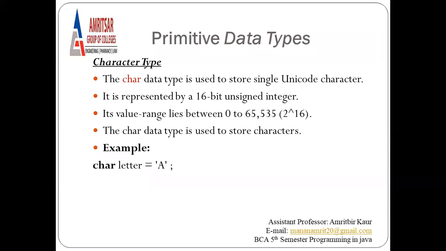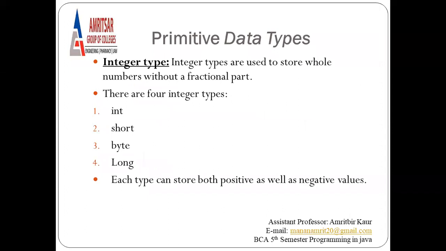So if we want to work with a character type variable, then firstly we will write char, then our variable name. Here the variable name is letter, and then we assign a value, and any character value will be written in single quotes. So here A is written in single quotes. If we skip it, an error message will be generated. So next is the integer type, to store whole numbers without fractions.